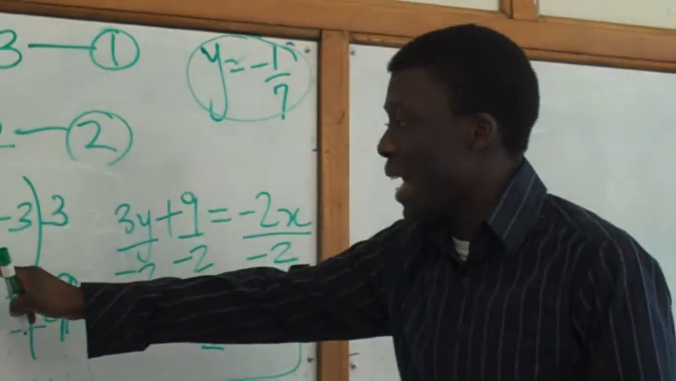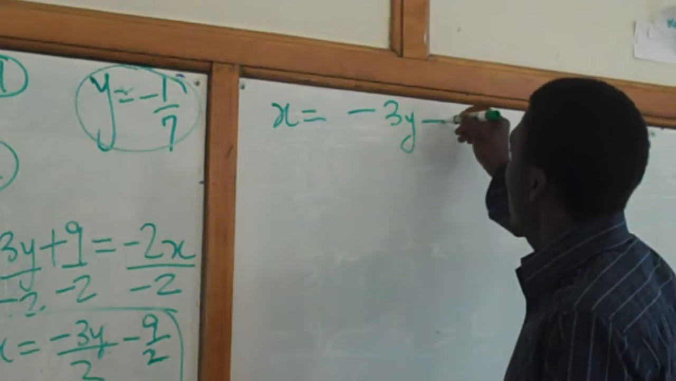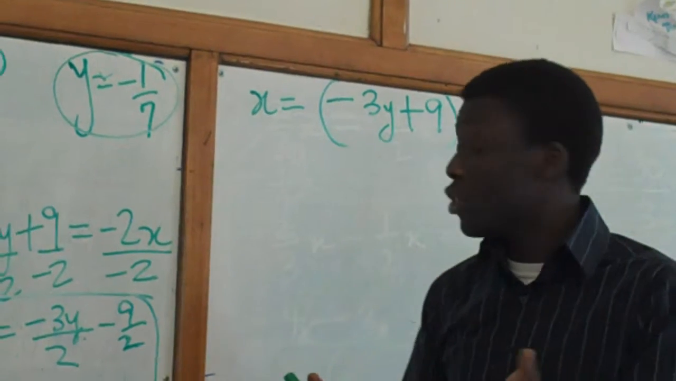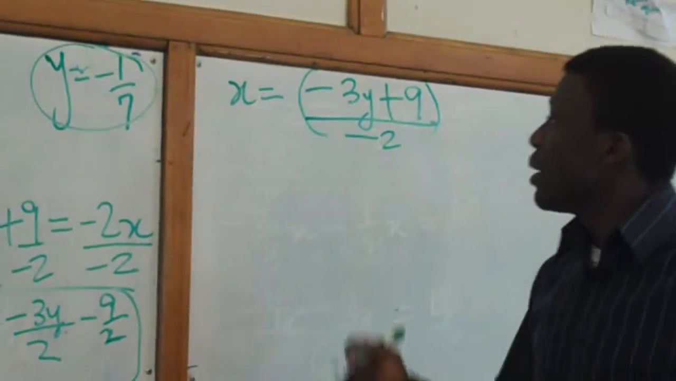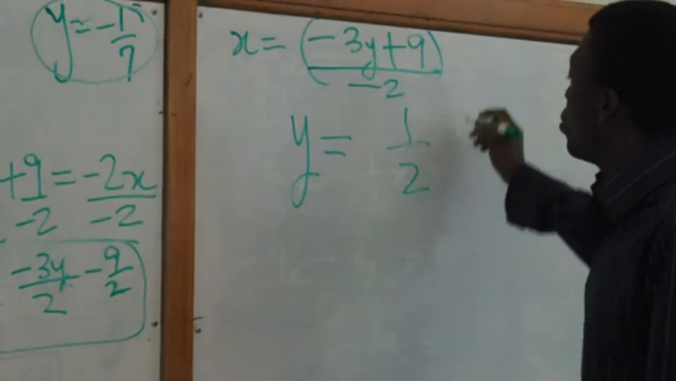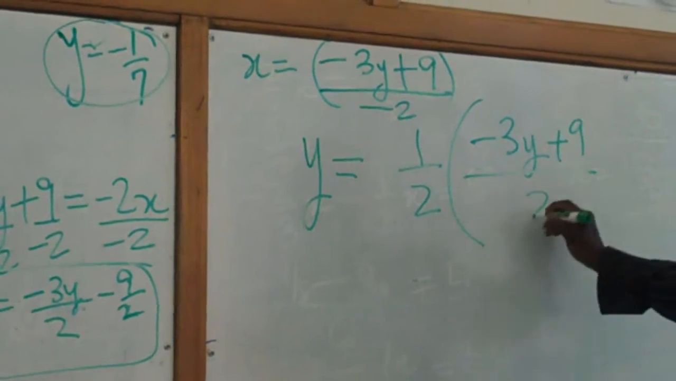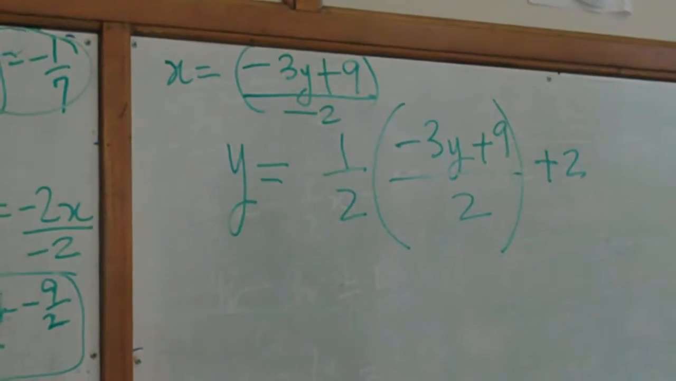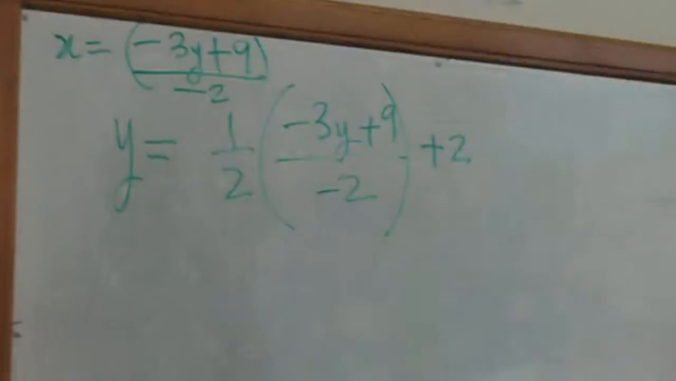The other way you can write your answer for this one: when we solve for x, we got x is equal to minus 3y plus 9, but we divided both sides by minus 2, so essentially you're dividing everything by minus 2. That's another way you can write it out. Let's take that and plug it into equation 2. y is equal to 1 over 2 into minus 3y plus 9 over 2, plus 2. So y is equal to half times that. And here it's supposed to be a minus 2 because that's what we divided everything by.